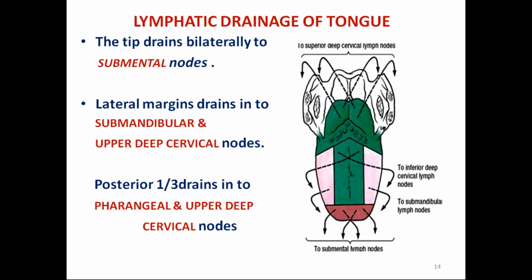Lymphatic drainage of the tongue. The tip drains into the submental lymph nodes, and the lateral margins drain into the submandibular and upper deep cervical nodes. Posterior ones drain into the pharyngeal and upper deep cervical nodes.